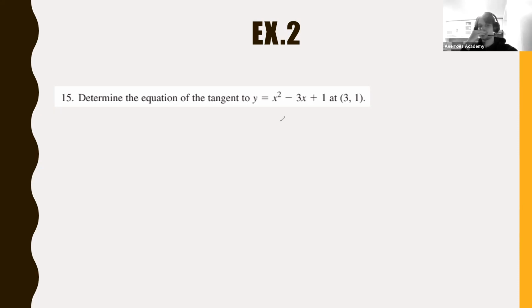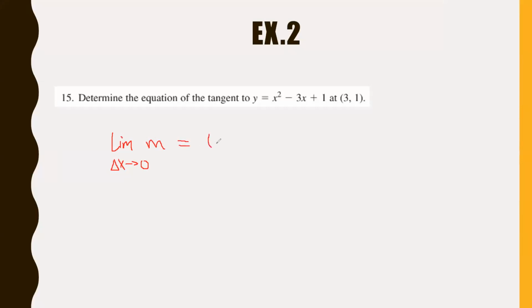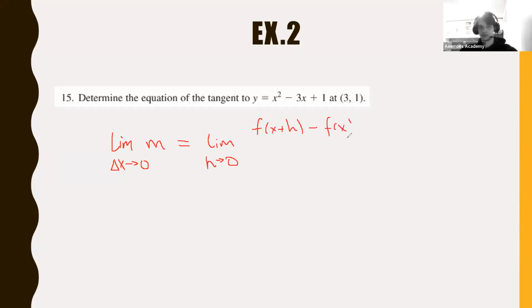Let's write down the equation of a tangent at a point. Let's start with it. We would say limit delta x traveling to 0, limit m, because this is our slope, right? Let's say limit now h traveling to 0, m equals f of x plus h, subtract f of x, divided by x plus h, subtract x, simplifying, getting this. This is the formula for the tangent, right?